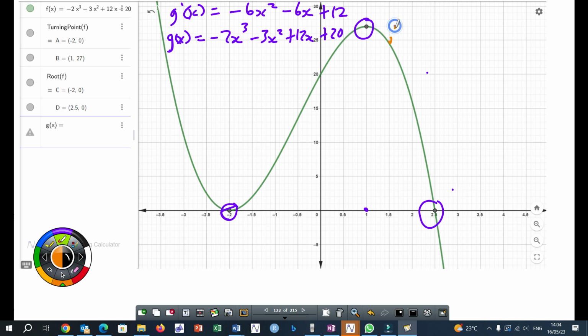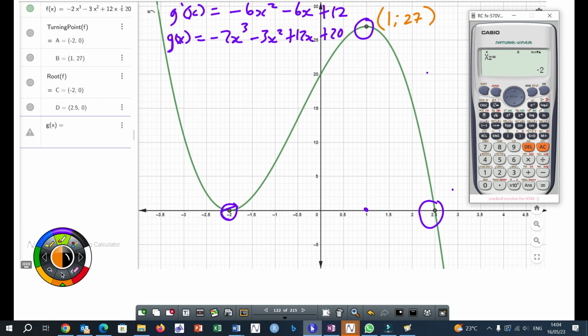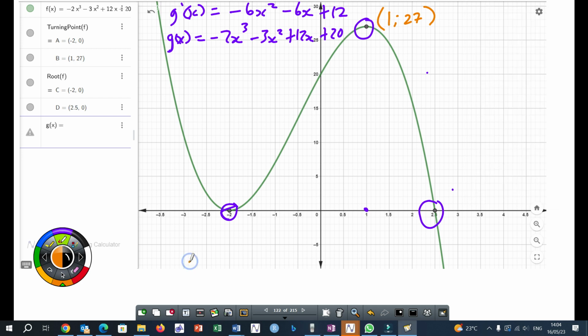Okay, so x is 1 and y is 27 at that point. Then when x is minus 2, it's here at the x-intercept. So this point here is a common point for both our x-intercept and one of the turning points.